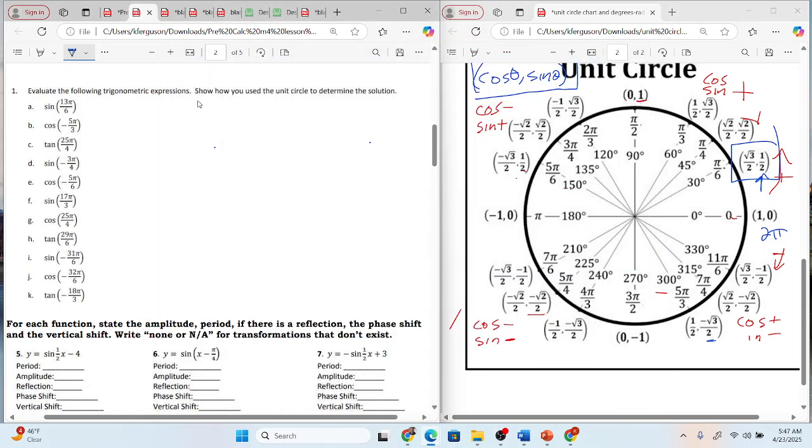Okay, evaluate the following trigonometric expressions. Show how you use the unit circle to determine a solution.